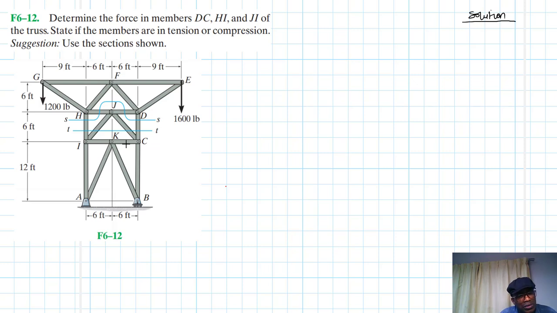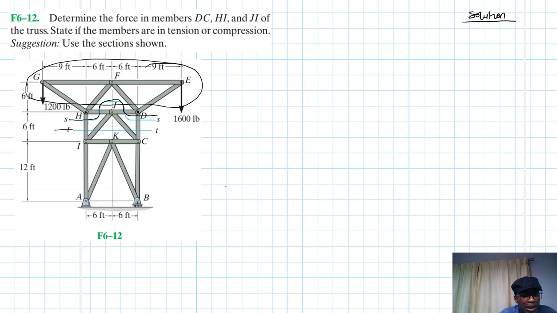Right, so since we are going to use two sections, if we took section S, then we'll be just working on the upper section. We can take moments about D to find HI, and we can also come and take moments about H to find DC, or sum the equations in the Y direction.